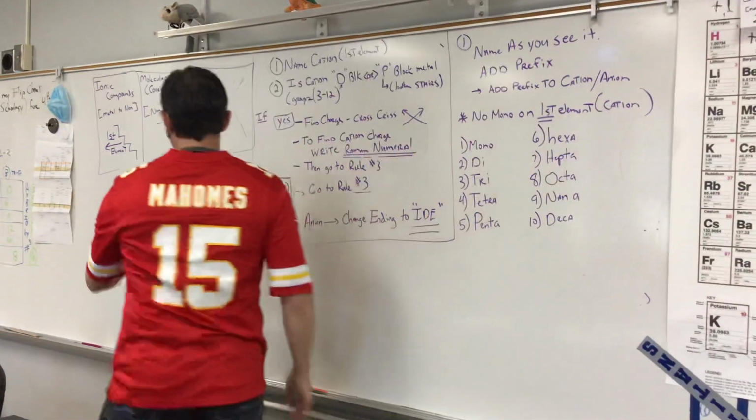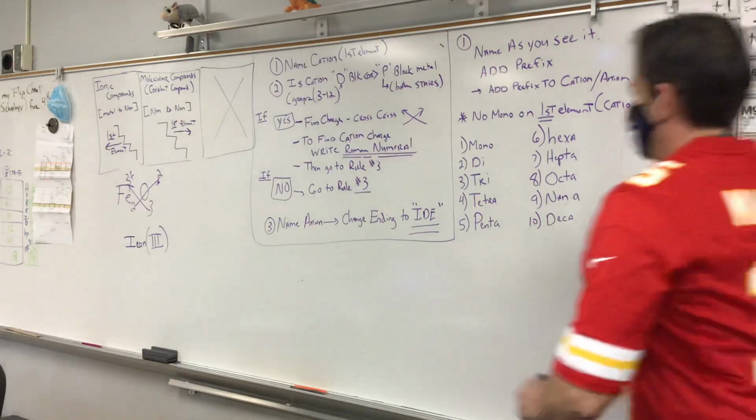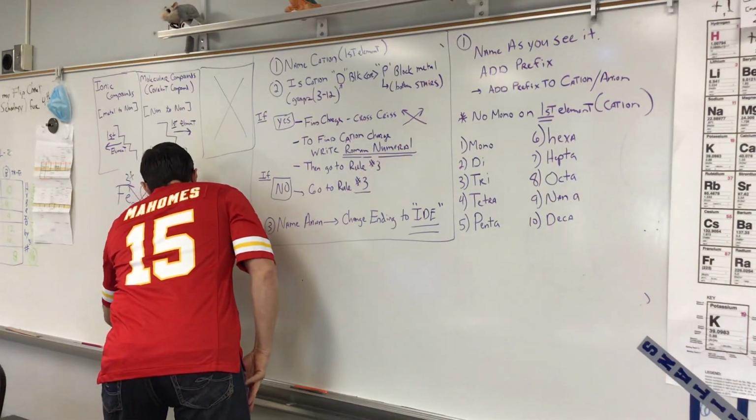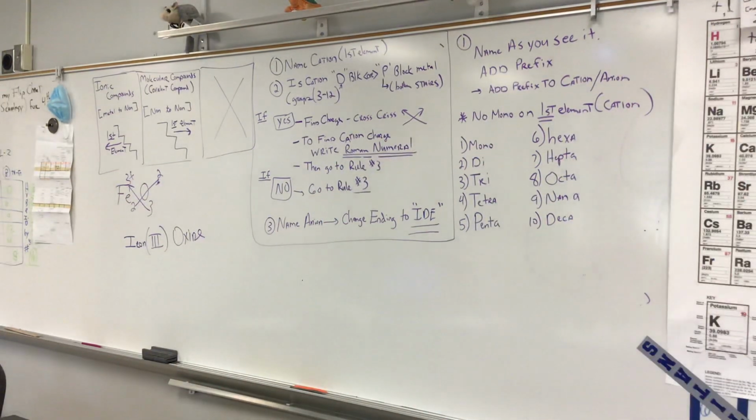Name the anion. Most of you already know it's oxygen. If you don't, it is oxygen. Oxygen goes to oxide. So this is iron 3 oxide. Done. See how easy that was? That's all there is to it. 3 simple rules, yes or no questions. Follow exact steps. Look at this. Read that. Write and follow. Bam, boom. Okay?